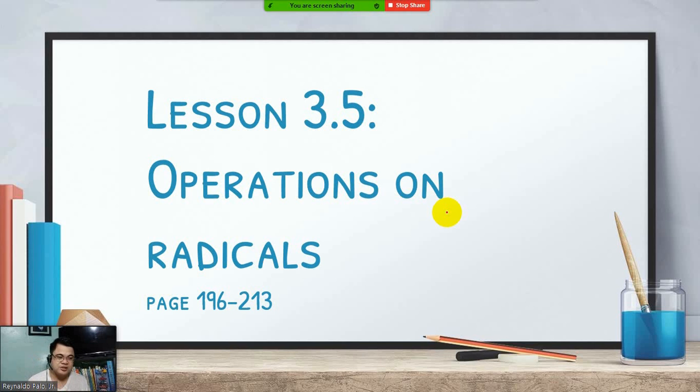Alright, let's continue. Now, we're going to talk about operations on radicals. So we're done with the roots of a number and radical expressions. Now, let's apply those things in performing the operations on radicals.